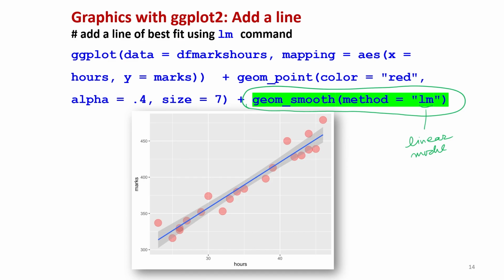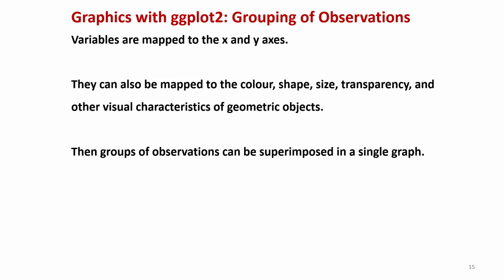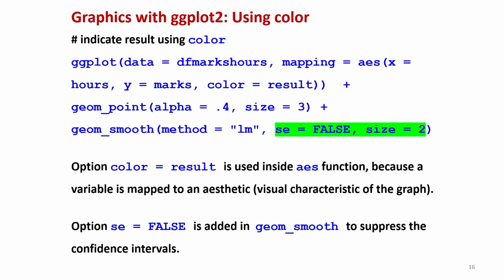You can see that all other commands remain the same as earlier, but now this blue line is added to the graphic, and there is a light gray region between two lines. This indicates the confidence interval. So this is how you can modify your graphic. And after that, if you want to add some more aspects, that can also be added.